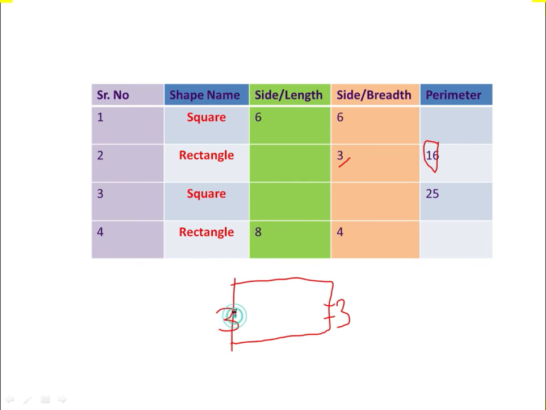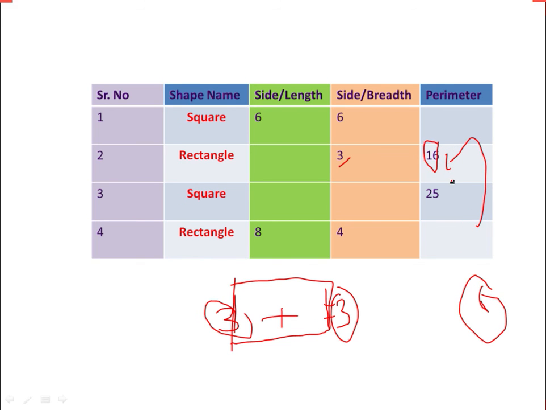But we know this side and this side are 3 centimeter each. So by adding these two sides, we will get 6 centimeter. Now total perimeter is 16 centimeter, so we have 10 left. So we have to distribute this 10 into these two sides equally. So what will be the two parts of this 10? 5 and 5. So this will be the 5 and this will be the 5.